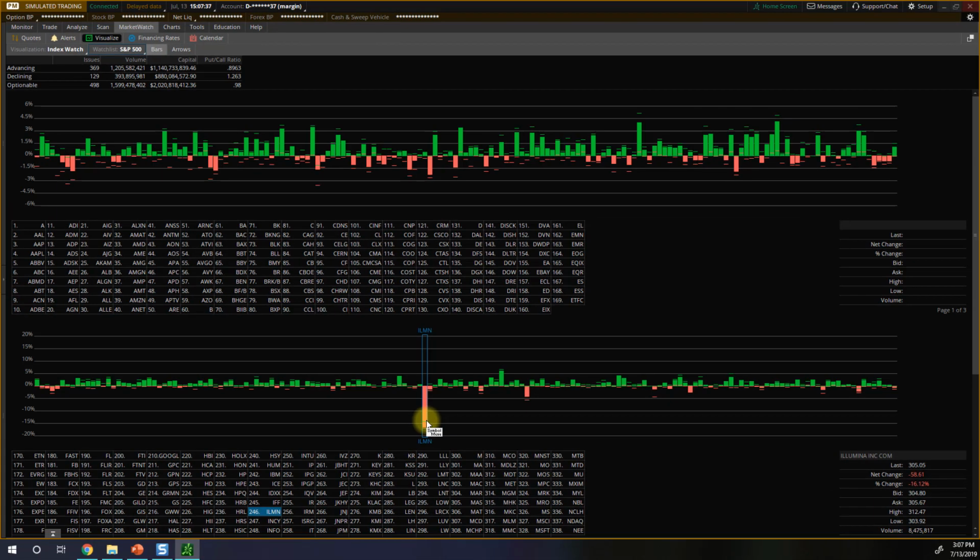So because this scale is so changed, this bar right here might not seem like it's all that big, at least compared to some of the ones up here. But remember, our scale is much wider here. This stock right here was actually up almost 6%.